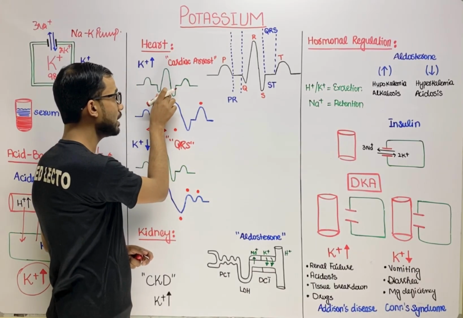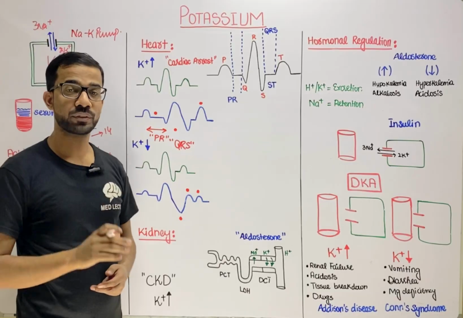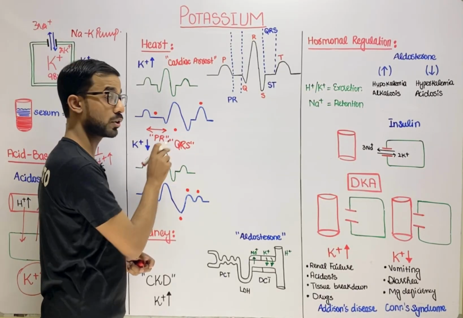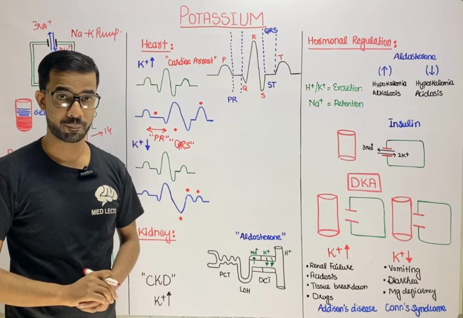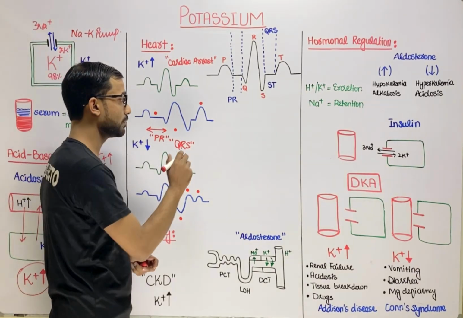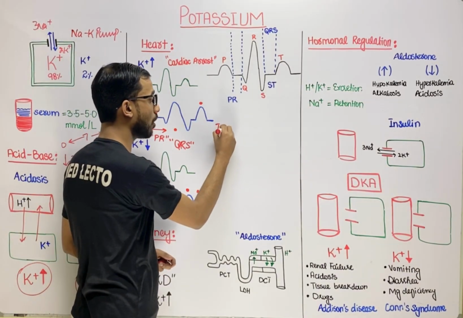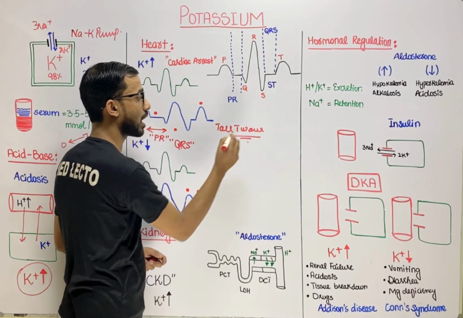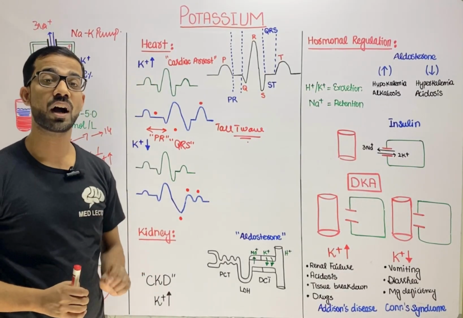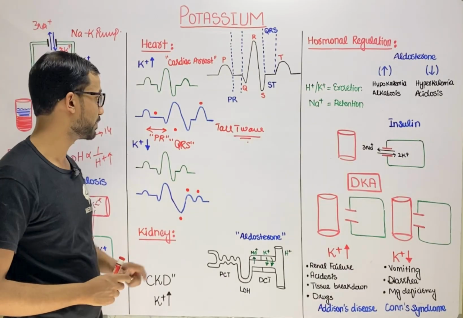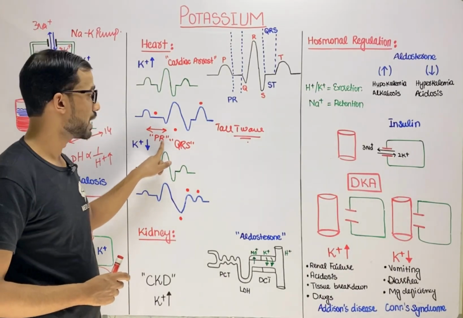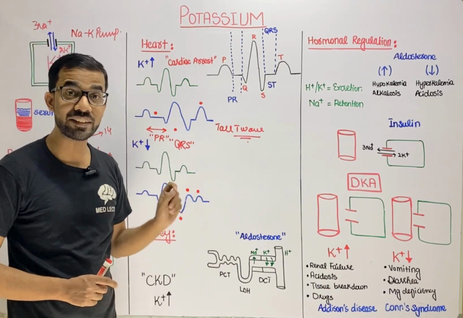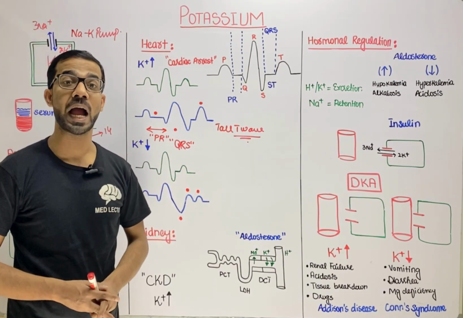Here is the normal range of the QRS, but in hyperkalemia you will see the wide QRS complex. And the third thing that is most important, tall T wave. T wave size starts increasing. So that is the third important thing which you have to remember. First is the prolonged PR, second is the wide QRS complex, and third is the tall T wave that you will see during hyperkalemia.